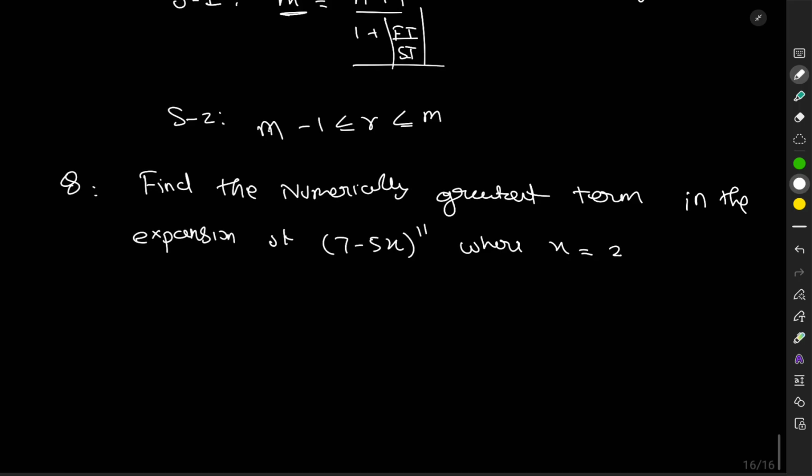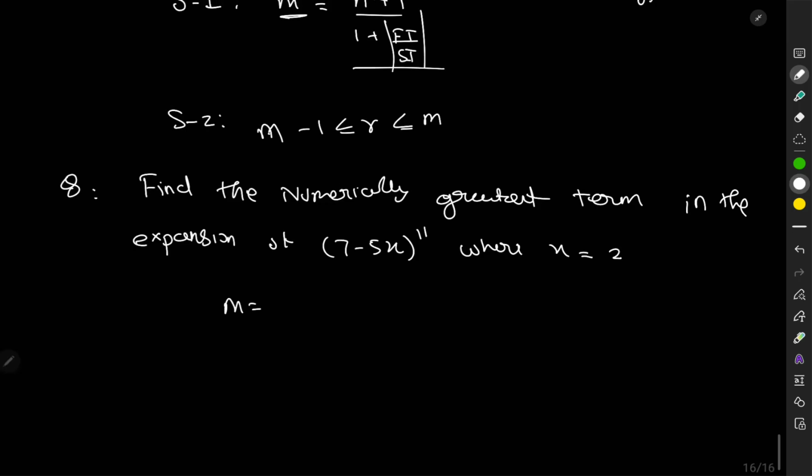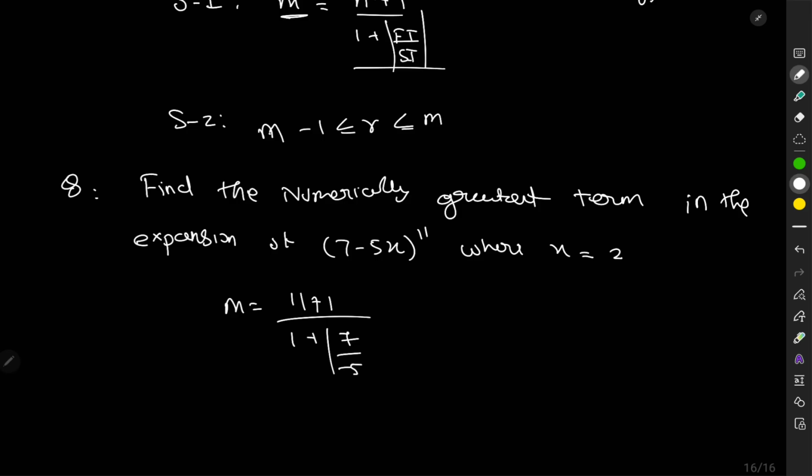So as the first step we need to find m. Okay, m is nothing but (n plus 1) divided by (1 plus mod of first term over second term), so (11 plus 1) by (1 plus 7 by, what is the second term? 5x. Okay, mod, we have been given x is equal to 2. Let's substitute x is equal to 2. So what will you get? 12 by 1 plus 7 by 5, sorry, 10. Fine.